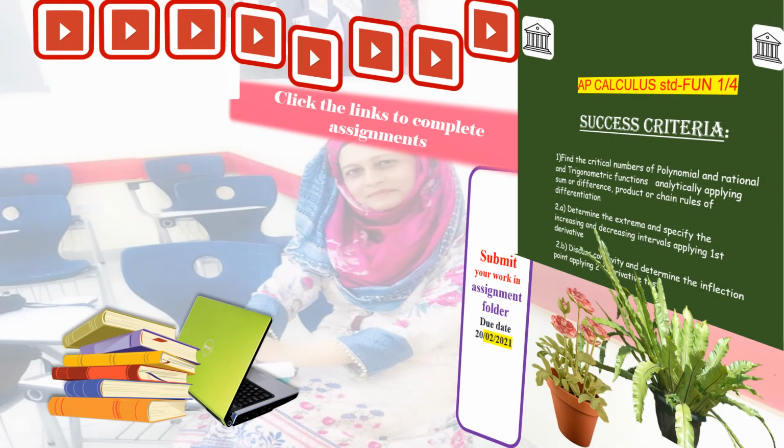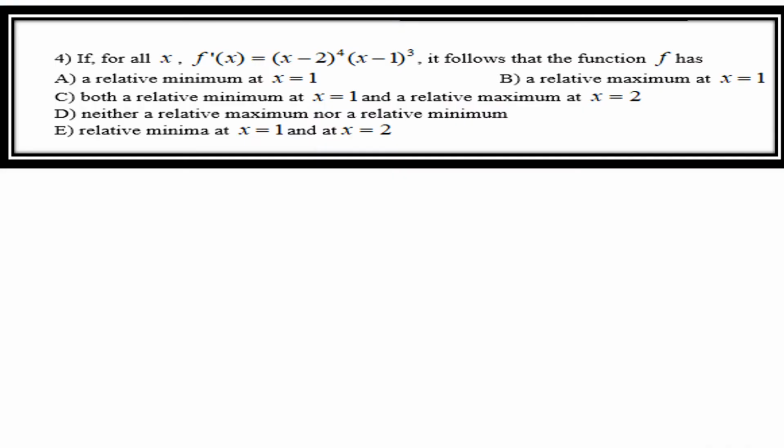So here are some more questions to practice regarding the increasing, decreasing intervals, critical numbers, inflection point, intervals of concavity, and relative extrema. So here the question says that for all x, the first derivative is given. They are not giving you the function, they are giving you the first derivative, which equals (x minus 2) to the power 4, (x minus 1) cubed.